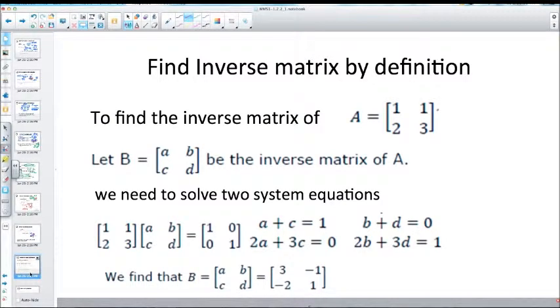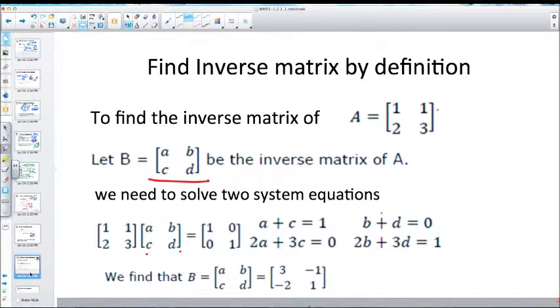A straightforward way is by using the definition. What does inverse mean? Let me assume the inverse of A is B. It has 4 elements, A, B, C, D. What I need is A times this B equal to the identity. So I got 4 equations.